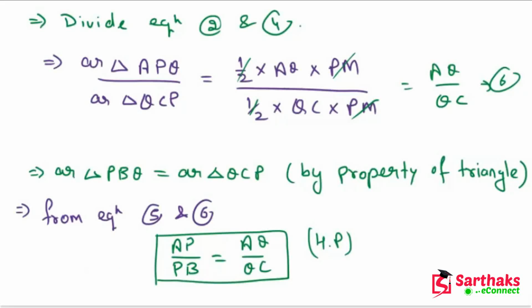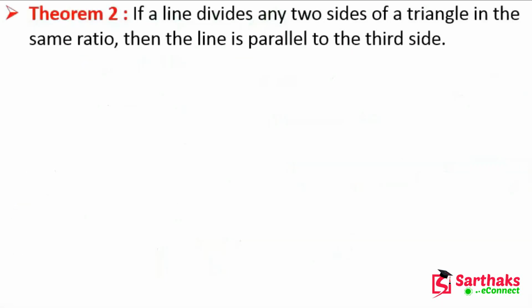So now, my dear friends, this is the proof of theorem number 1. Okay, so now let's move on. Theorem 2 states that if a line divides any two sides of a triangle in the same ratio, then the line is parallel to the third side. So now this is the reverse condition of theorem number 1. Okay, so now what is it saying?